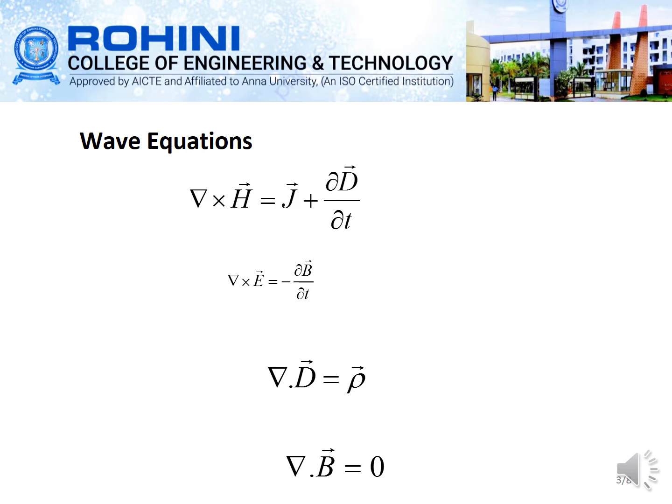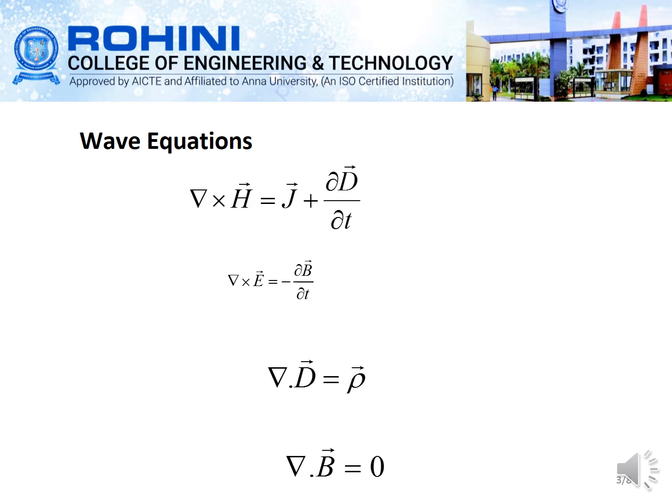which we can write as del cross H vector is equal to J vector plus dou D vector by dou T. And in terms of the electric field, we can write del cross E vector is equal to minus dou B vector by dou T. Here we are considering a source-free uniform medium, with the dielectric medium constant, so that the conductivity is set to 0.